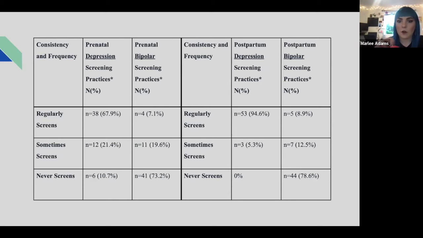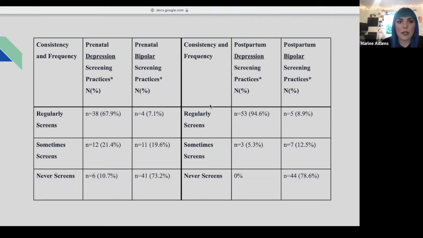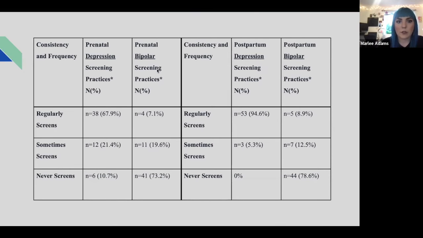Okay, so this is just one snippet of my survey results, looking at screening for bipolar disorder and depression prenatally and postpartum. So on the left here, we have prenatal depression and bipolar screening practices, and there's a very stark difference. As you can see, almost 68% of people are regularly screening for prenatal depression, but only 7% of people were regularly screening for prenatal bipolar disorder.